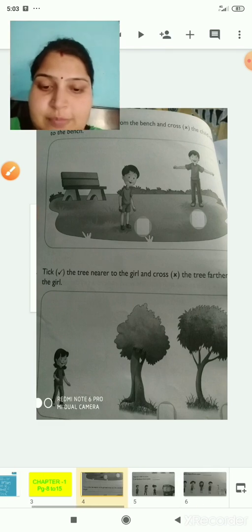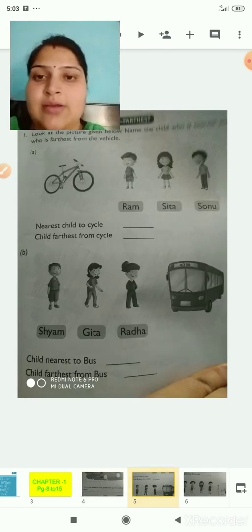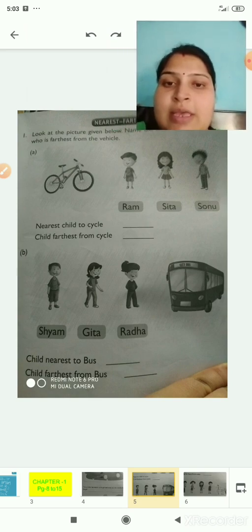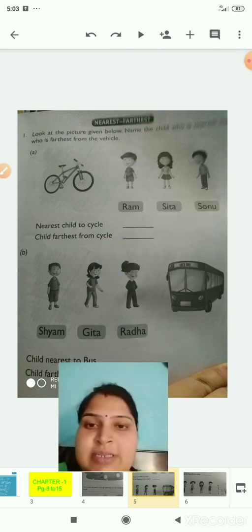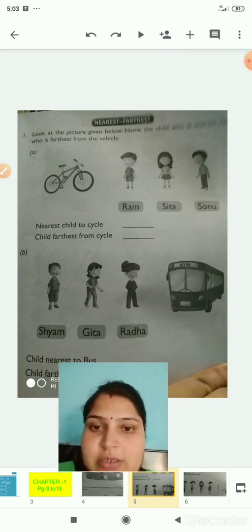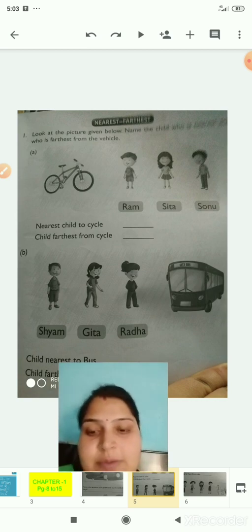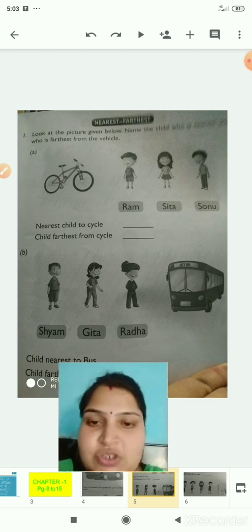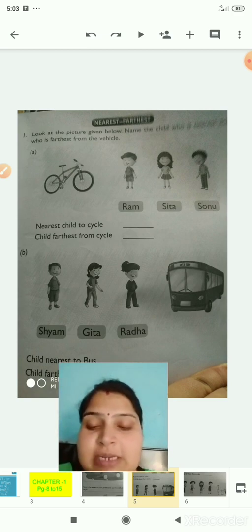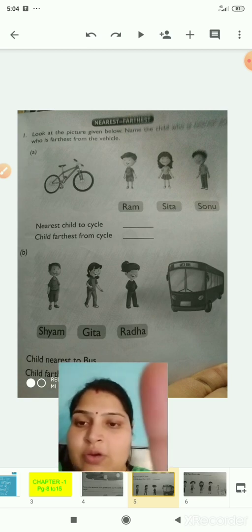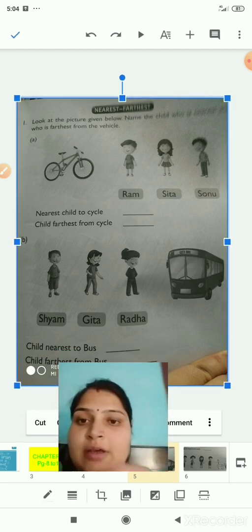Now come to the next page. Here we have the topic nearest and farthest. Among the three different pictures, we have to select the nearest and the farthest. So first, look at the picture. Your first question is here. Look at the picture given below.